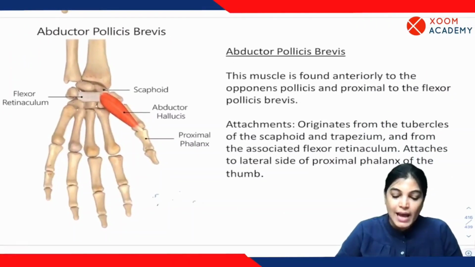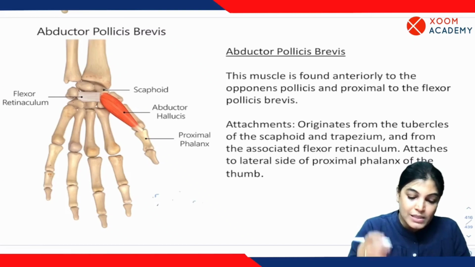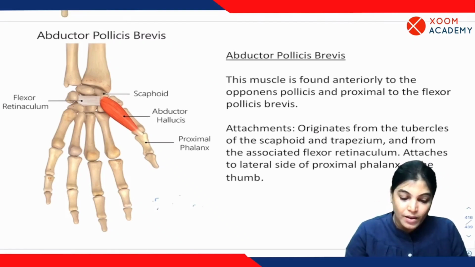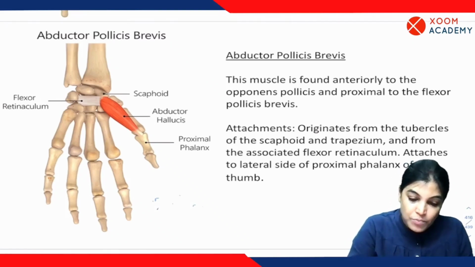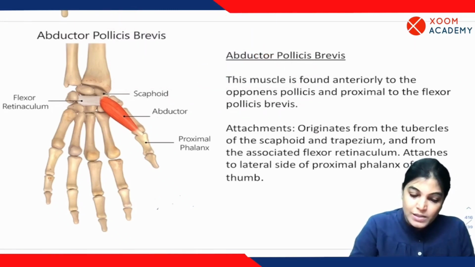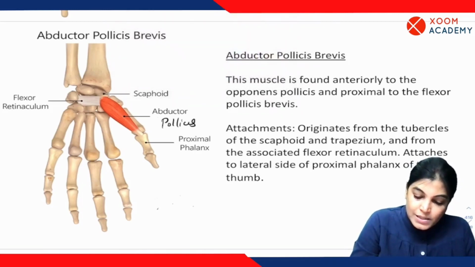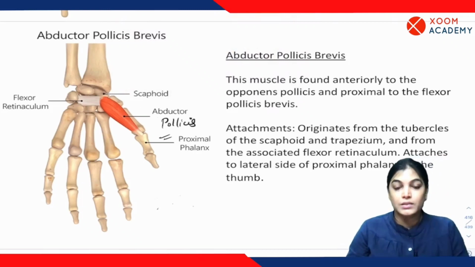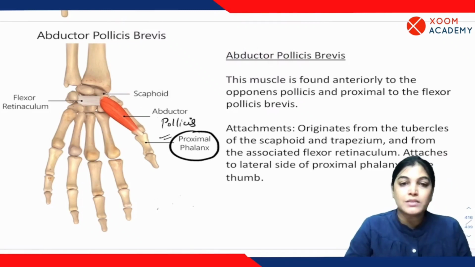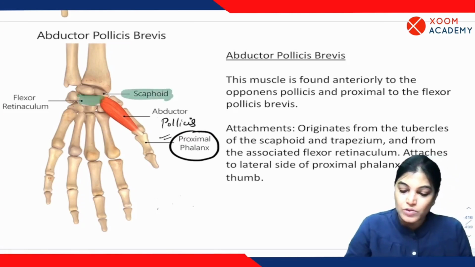The next muscle is abductor pollicis brevis. Please note down, this muscle is abductor pollicis brevis. The word pollicis means adjoining area of the thumb. It inserts into the proximal phalanx of the thumb and originates from the flexor retinaculum and the scaphoid bone also.